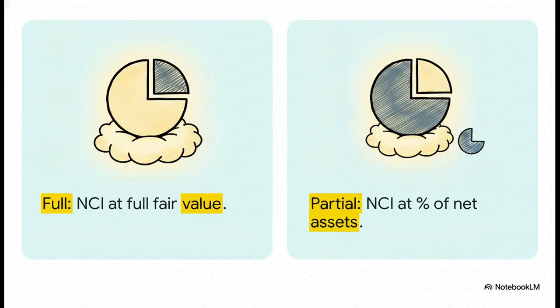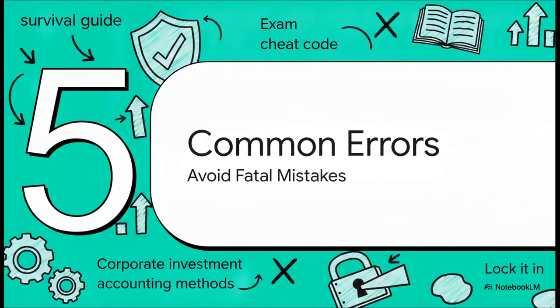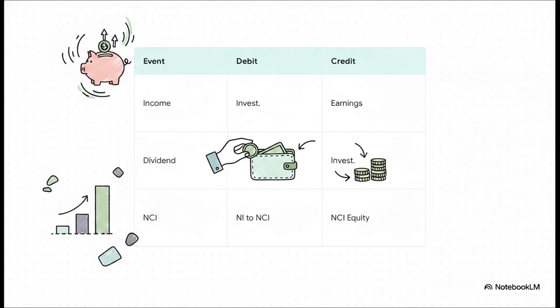Let's wrap this up with our ultimate survival guide. Section 5, Avoiding Common Accounting Errors. First, let's briefly review the mechanics. For an equity method income accrual, you increase your investment account and record equity in earnings. When you finally get that dividend check, cash goes up, but remember, the investment account must go down. And during consolidation, you've got to allocate a portion of the net income directly to the NCI equity account to properly account for those minority owners.